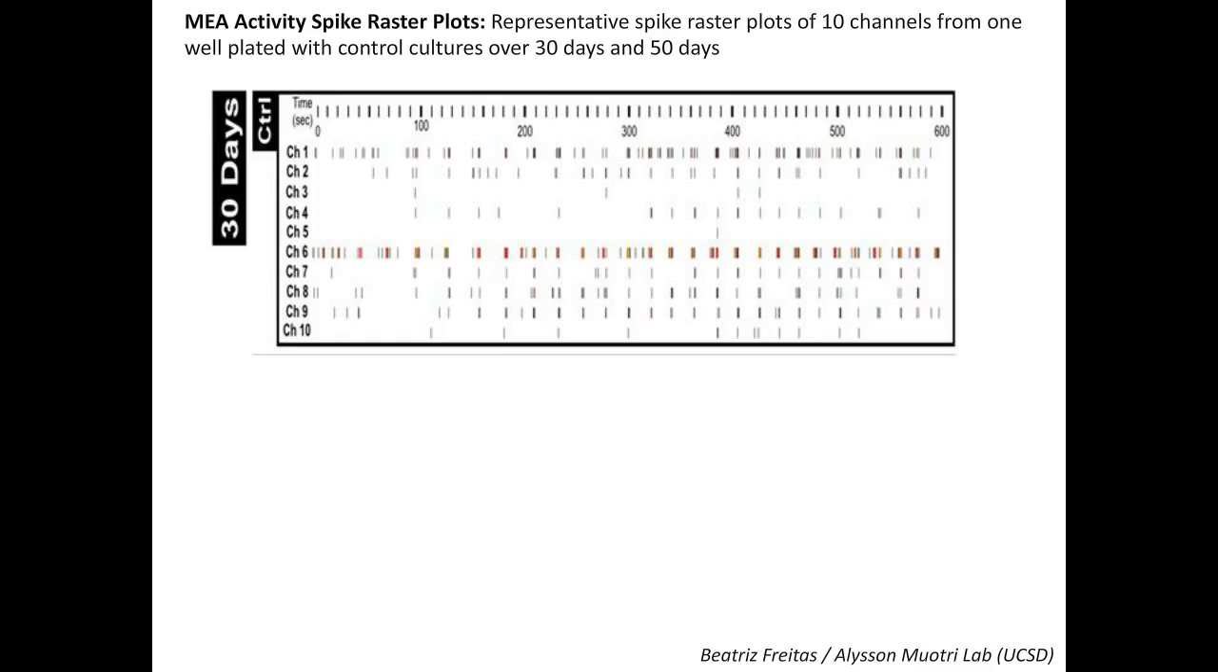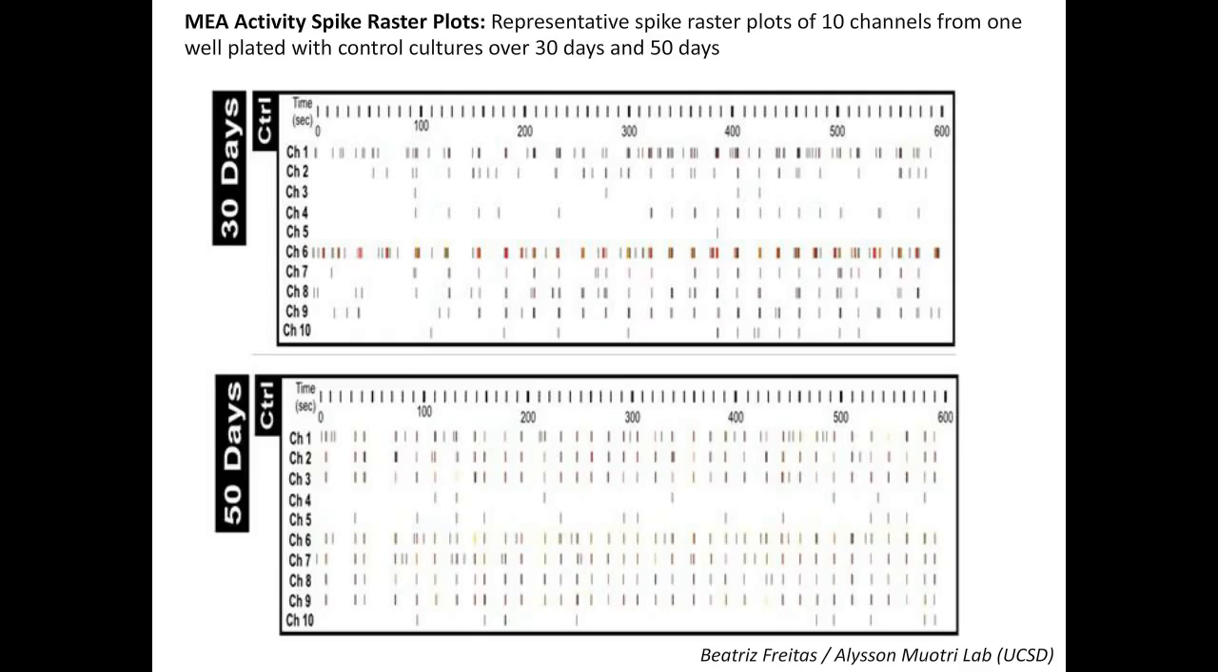The image shown here shows representative spike raster plots from 10 channels from one well plated with control cultures over 30 days and 50 days after differentiation. As you can see, control lines have a tendency of increasing the number of spikes, which are those individual ticks that you see in every channel. And also they increase the bursts over time.